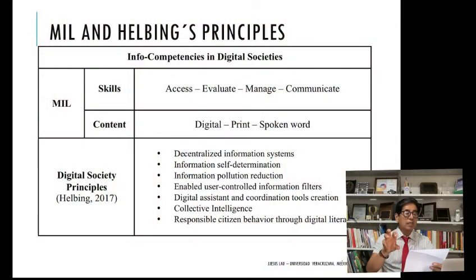There are some principles that an author whose name is Helbing suggests, 10 principles, and I'm going to put a table where I combine the basic media and information skills that are access, evaluation, management, and communication of media and information. And it can be in any format: digital, paper, oral, etc. And these skills have to be combined with the principles that Helbing suggests. He suggests 10 of them, but I have listed 7 of them that are the more relevant to media and information skills. And they are, and please pay attention to them, try to be aware of them if you want to be a smart graduate, to be smarter than robots and machine learning devices.